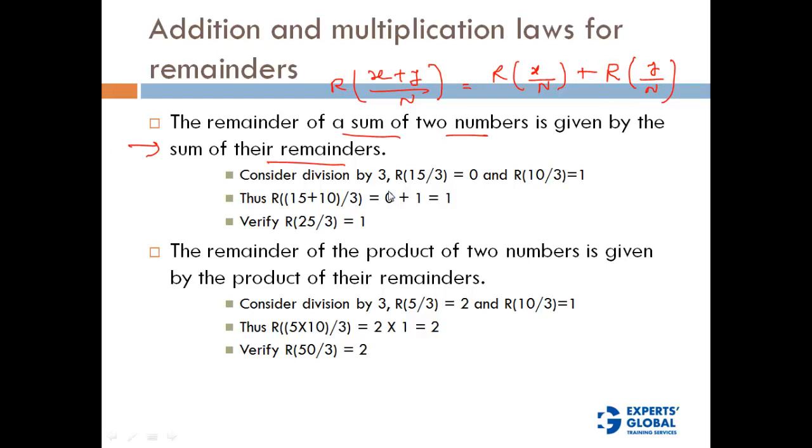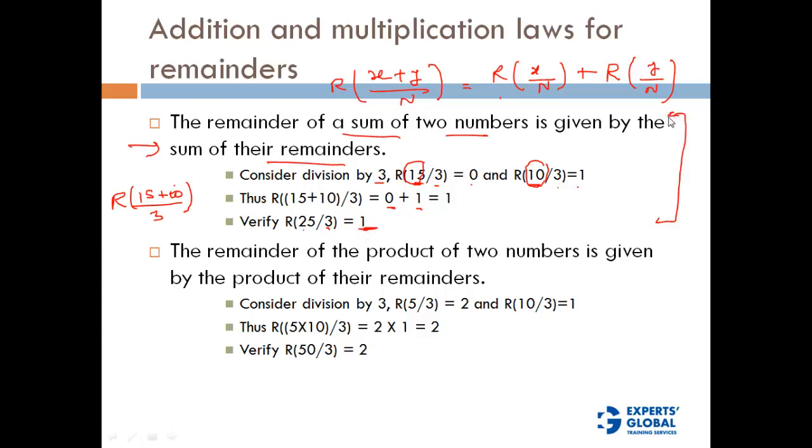Let's look at this. We are dividing by 3. The remainder of 15 with respect to 3 is 0, right? The remainder of 10 with respect to 3 is 1. So now I take original number 1 plus original number 2, I add them up, and I am interested in finding the remainder of 15 plus 10 with respect to 3. Using this logic, I just add the individual remainders with respect to 3, which are 0 and 1. So for 15 plus 10 I should get a remainder of 1, and you will see that 25 with respect to 3 gives you 1. Right? You can prove it.